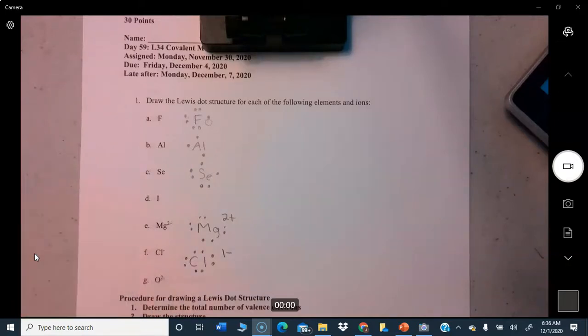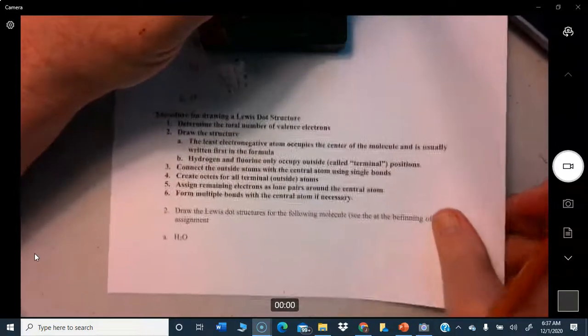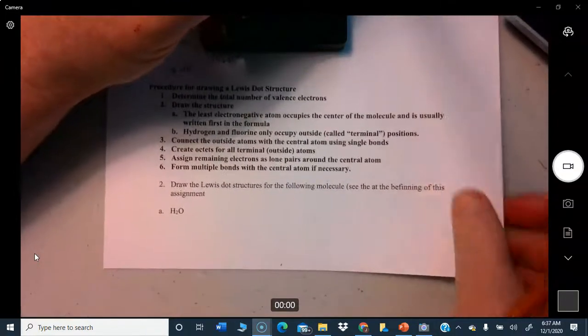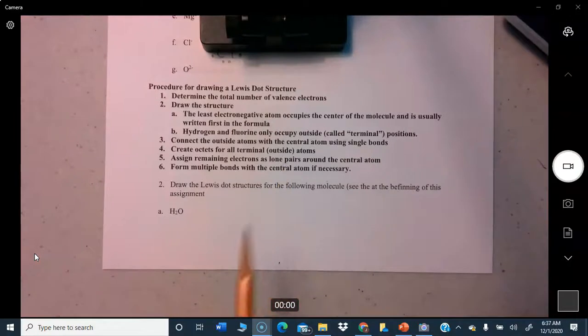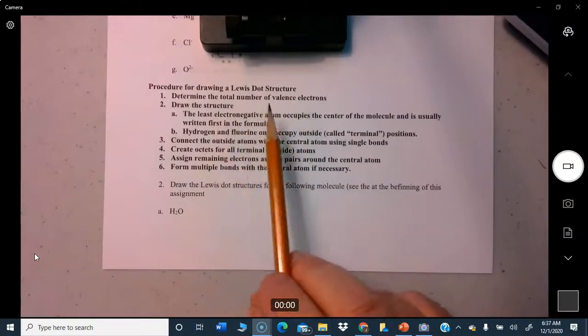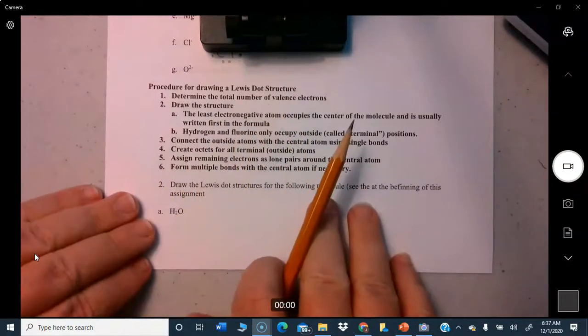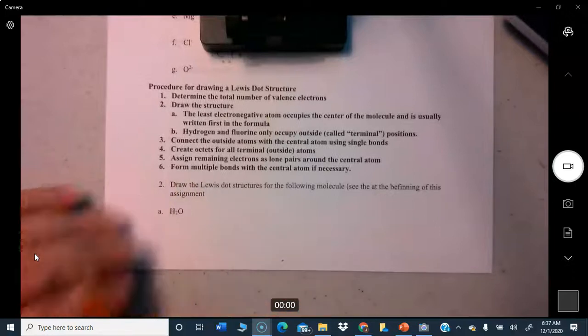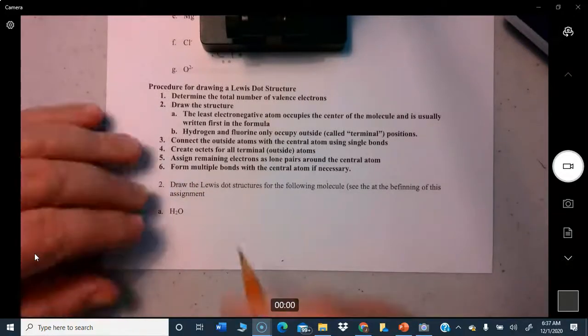Okay, so you go ahead and do oxygen, all right? And it's done the same way as those. All right, now we're going to draw some Lewis structures here. And we did this one in the video, but let's follow the rules. So determine the total number of valence electrons. So I want you to write this out. I don't want you to just draw the structure. I want you to show me the calculations that you got for that.